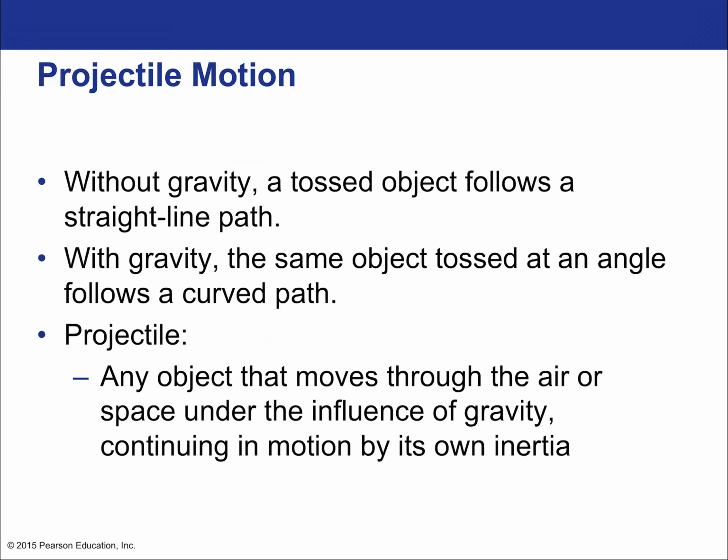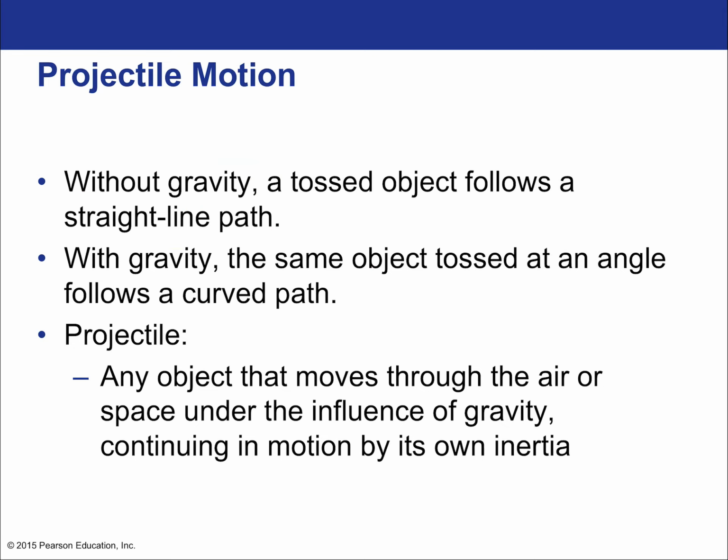So projectile motion. Now, we've looked at projectile motion already. We've discussed it in terms of the velocity, when we discussed the velocity vector, when we talked about defining the kinematics of acceleration and velocity. But here we're going to get into it a bit more. So without gravity, a tossed object follows a straight line path. So in space, for example, you throw something, it just continues in that line forever. There's no force to act on that object. With gravity, however, the same object tossed at an angle follows a curved path.